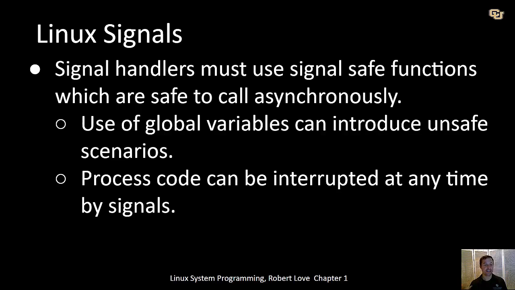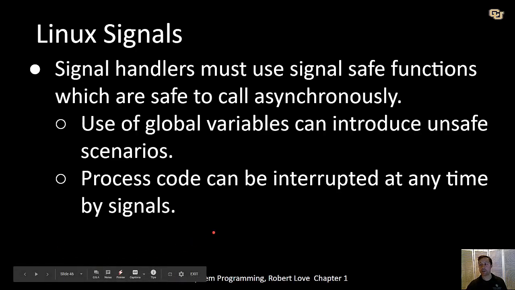One of the easiest ways to break that capability would be to access global variables. And if you're accessing global variables in a non-consistent way between two different functions that are asynchronous, that wouldn't be a safe thing to do from a signal handler. So you have to keep in mind when you write these that process code can be interrupted at any time by a signal, and your signal handler could be invoked at any time.